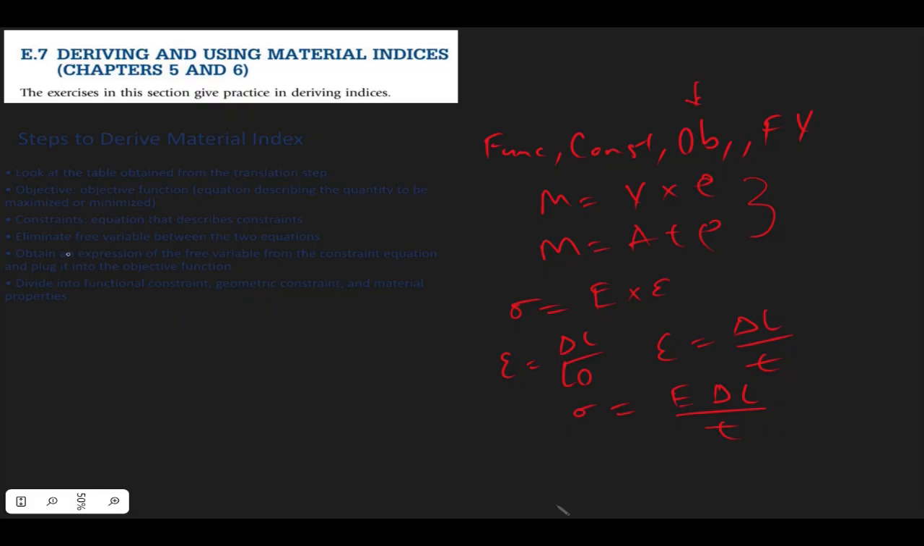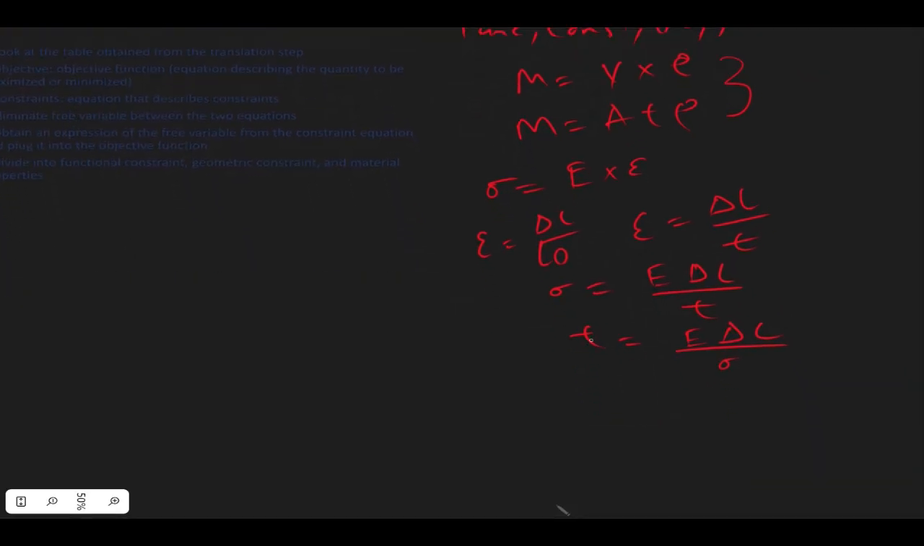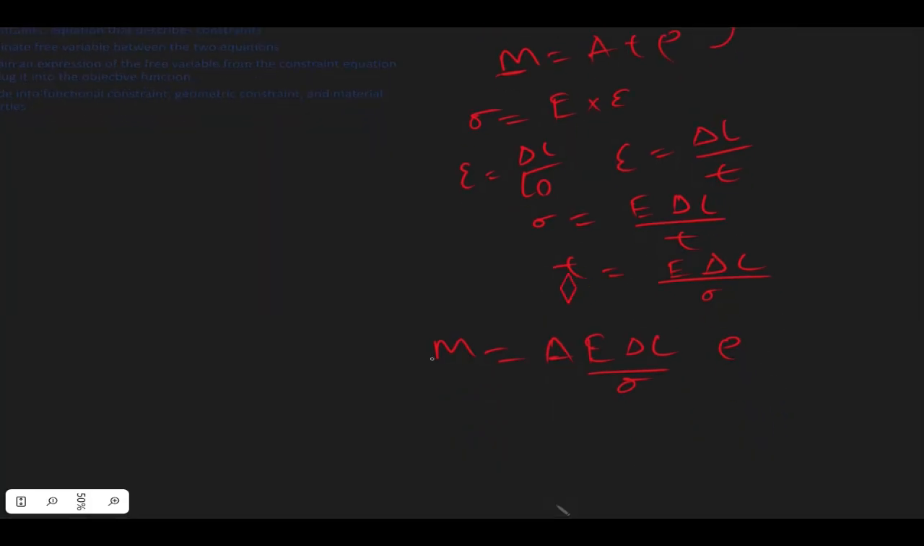What you now have to do is eliminate the free variable from the two equations. In order to eliminate the free variable, you have to make thickness the subject of the formula. You now say thickness equals E times change in L divided by stress. So now you have your thickness equation. You now eliminate the free variable from the mass equation, and mass will now be equal to A times E change in L divided by stress times density. That's now your formula for mass. That means you have eliminated thickness from the objective function.